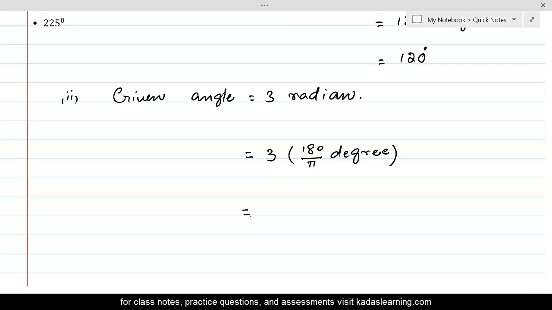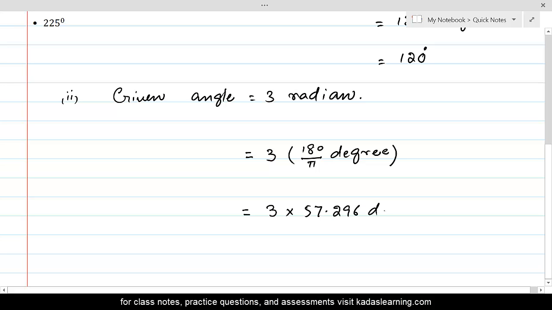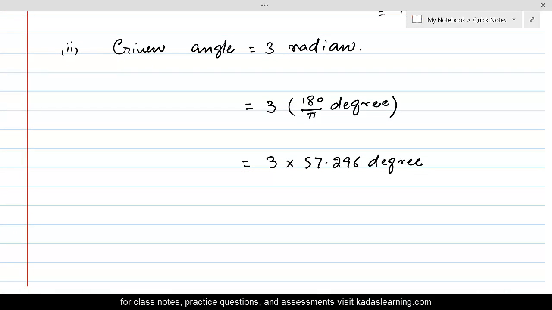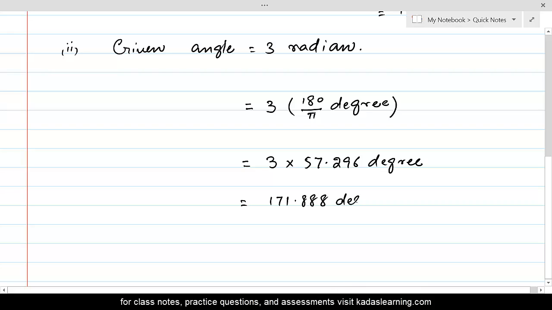The value of pi is 22 over 7, or it's equal to 3.14 something. So let's convert this 180 over pi on the calculator, and this should give us 3 times 57.296 degrees. If we divide 180 by pi on the calculator, this is what we get. And now upon multiplication, this will be equal to 171.888 degrees. If we want to use the symbol of degrees, that is 171.888 degrees.